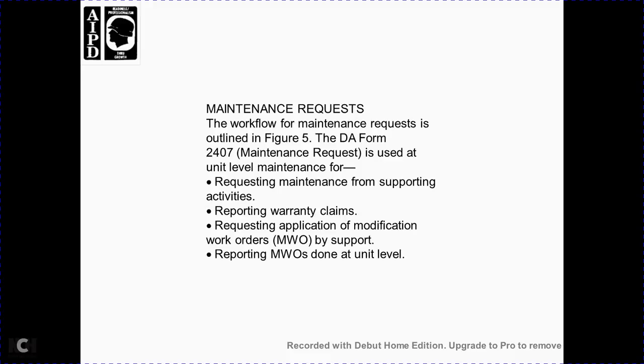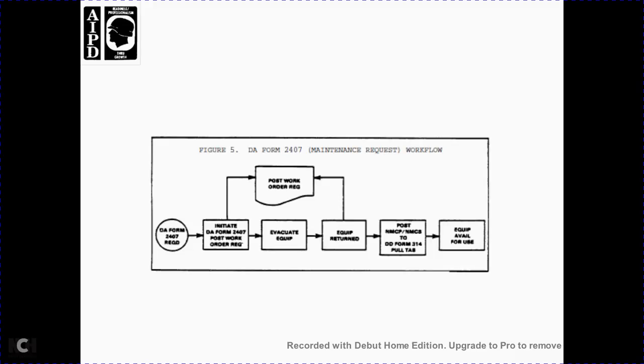support, reporting warranty claims, requesting application for modification work orders by support, reporting modification work orders done at unit level. Figure 5 shows the DA Form 2407, the maintenance workflow request.